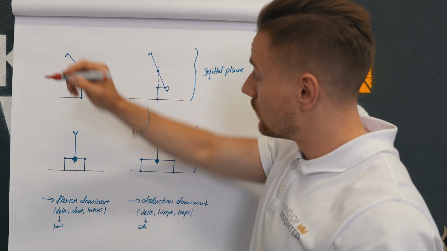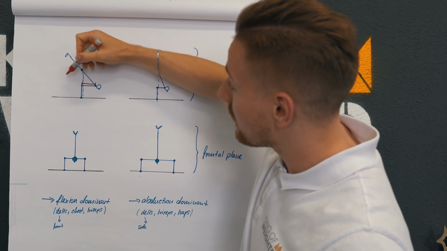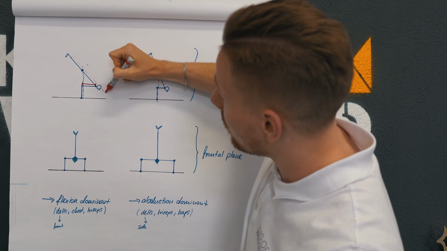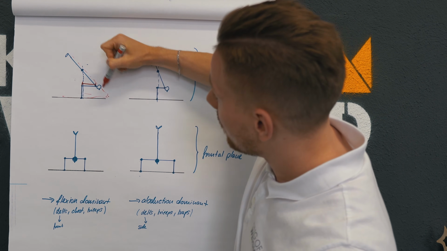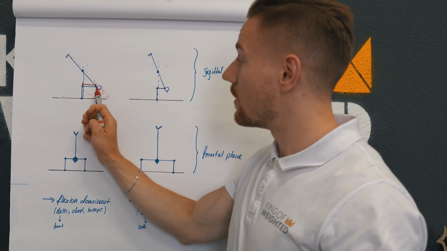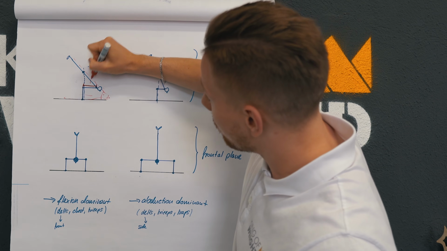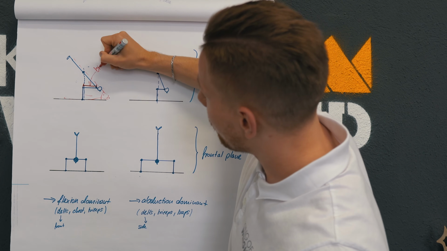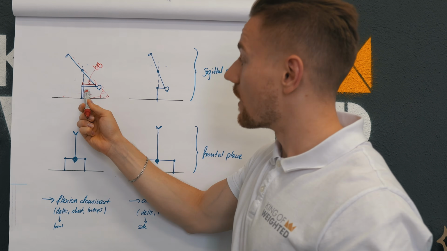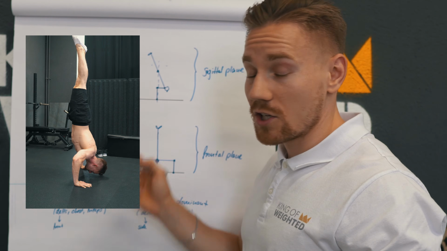And due to this movement, we have a pretty big angle towards the floor. So this here is the angle that we're having towards the floor, and we have a pretty big loading arm on our front delt. This one here. Big loading arm.